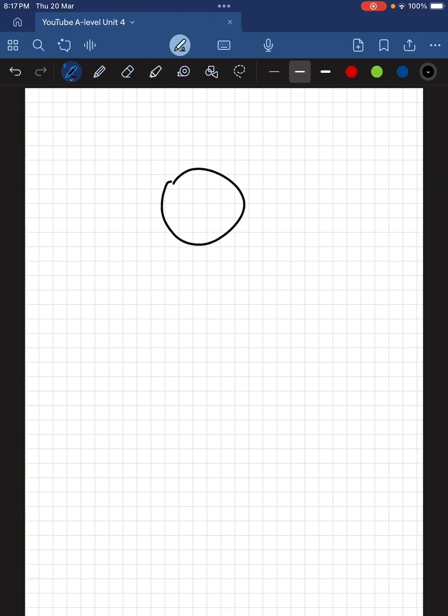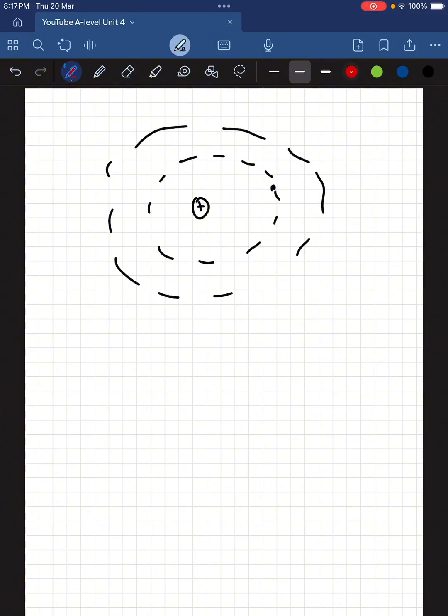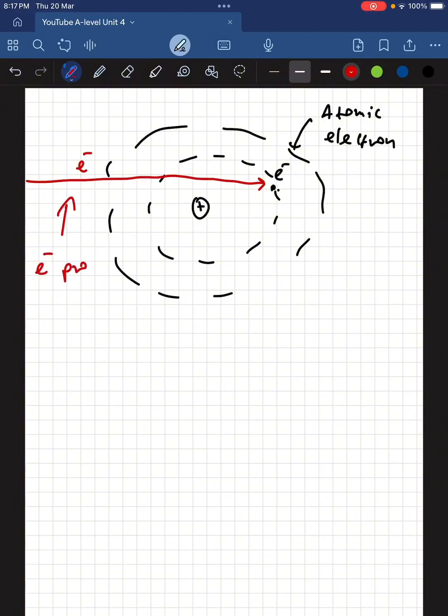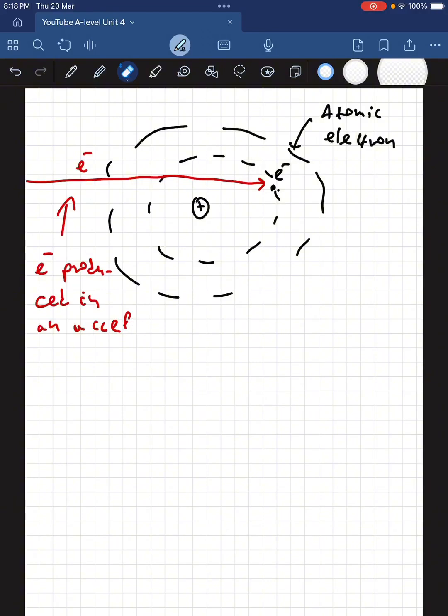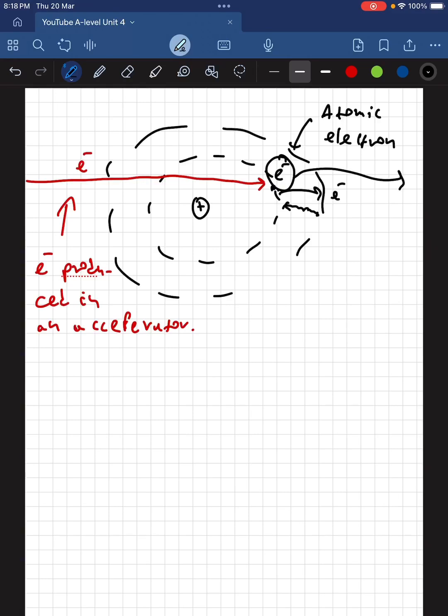Let's say you have an atom with a positive nucleus. Let's make it dashed; this is supposed to be an atomic orbital. Maybe we have an atomic electron here, and an incoming electron produced in an accelerator, coming with some speed. Sorry for my bad handwriting. Maybe the atomic electron is going to get promoted to the next excited state and then come back, or maybe it will just leave the atom altogether. This is what ionization is, and this is the basic principle of particle detection.